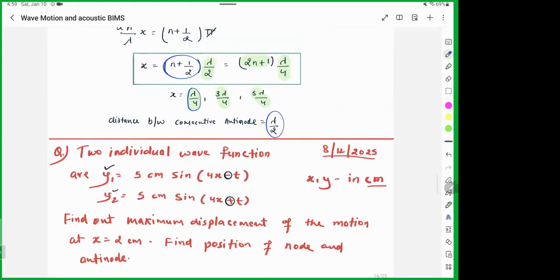Calculate. Don't write the complete question. Write the y1, y2 values, and the maximum displacement at this position of node and antinode.